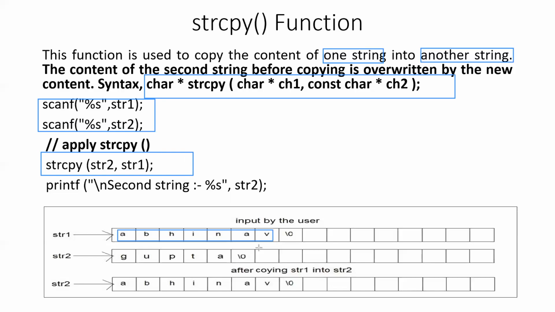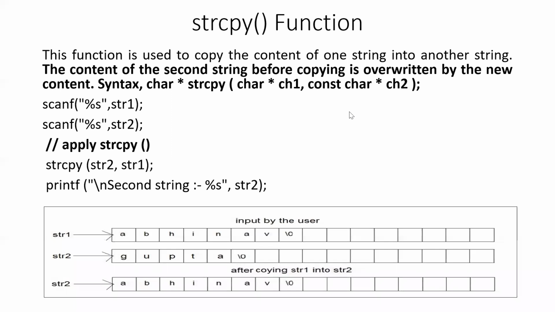Abhinav. What is the content of str2 given by the user? That is Gupta. And if you look at these two arguments very carefully, the content of str1 will be copied into str2. So after the string copy function has been successfully executed, the content of str2 will become equal to the content of str1. So I hope you are able to understand the difference between string concatenation and string copy. String concatenation appends the value, whereas string copy replaces the value.